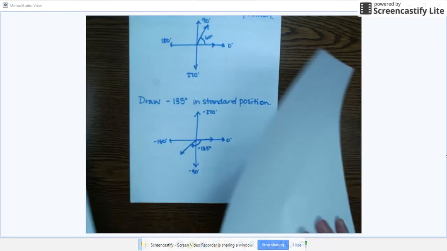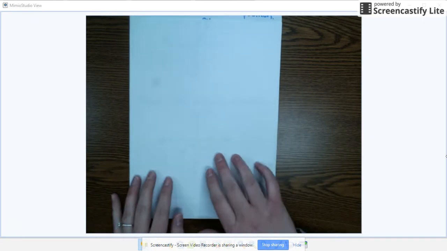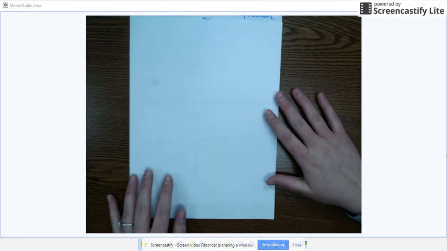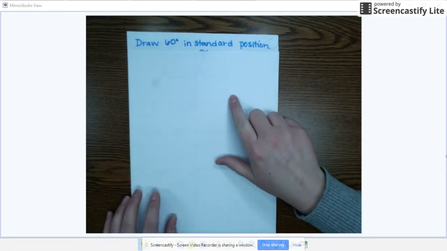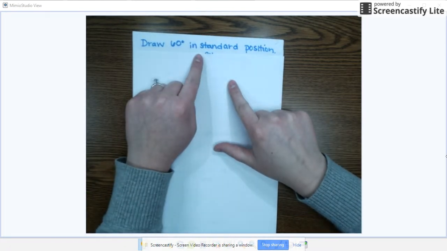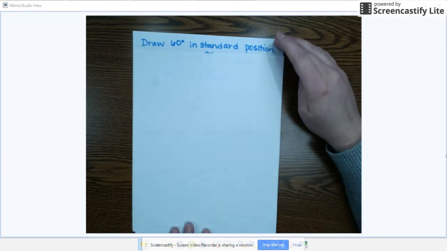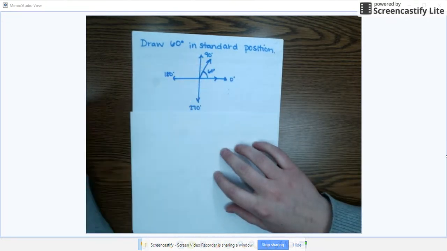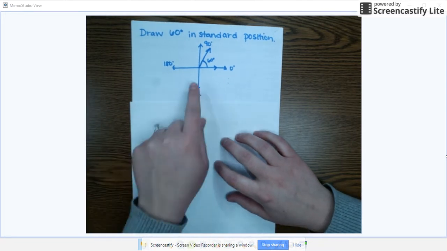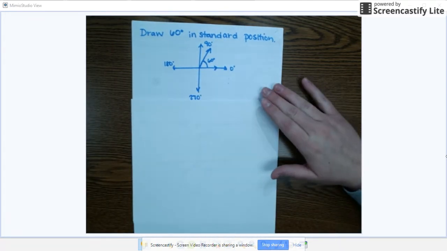So you're going to be asked to sketch. We could draw a 60-degree angle in standard position. You can see it. We know that 0 is here and 90 is roughly here. So 60 is 2/3 of 90. Just a rough sketch would be a 60-degree angle right there. Remember, your initial side stays on that x-axis.